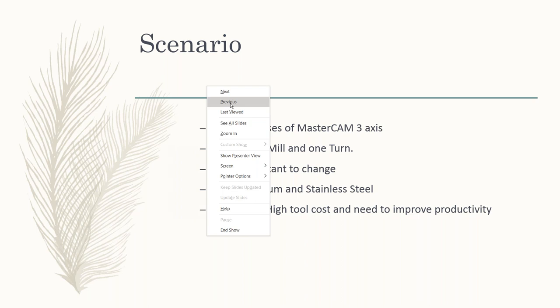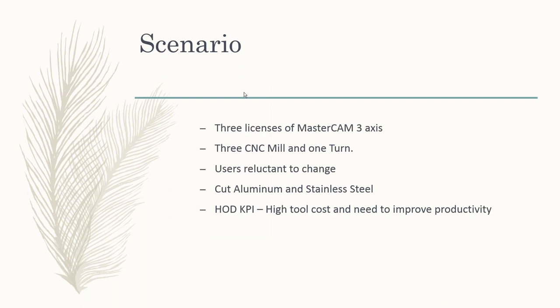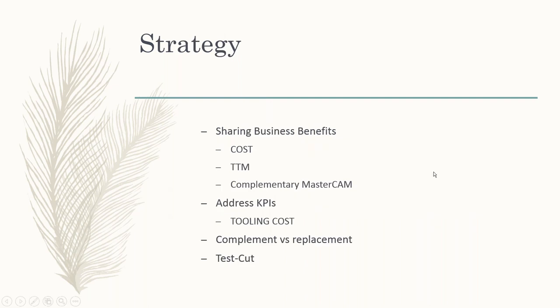I called him and shared with him what we have done for other customers, really about tooling costs. I said, I know you cut aluminum, but when you cut stainless steel, what happens to your tools? It wears so fast, it's so costly. And true enough, his cost per month was about 10,000. I told him, I can easily save you 30 to 70%. Just look at what we have done for other people.